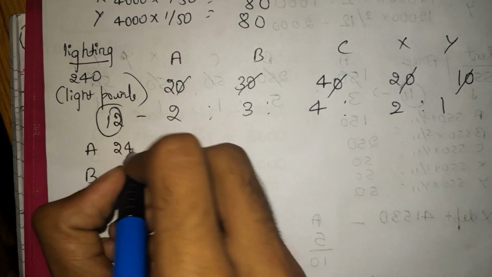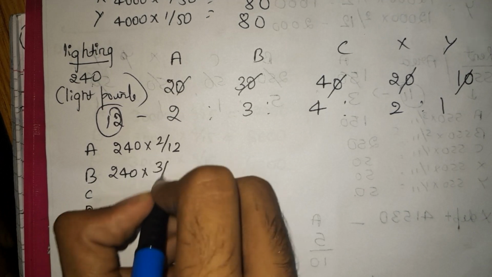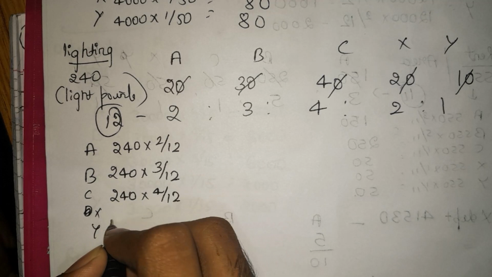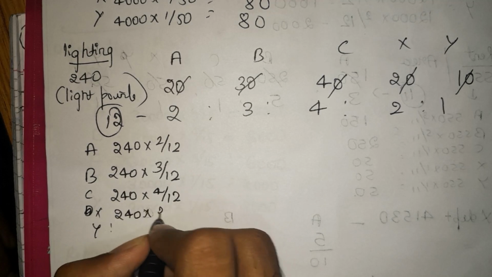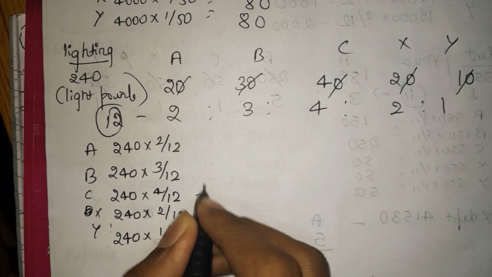A department will be 240 into 2 by 12. B department it will be 240 into 3 by 12. C department it will be 240 into 4 by 12. X department it will be 240 into 2 by 12 and Y department will be 240 into 1 by 12.